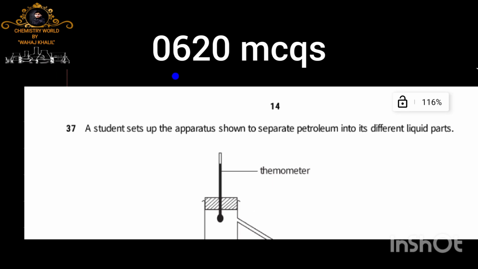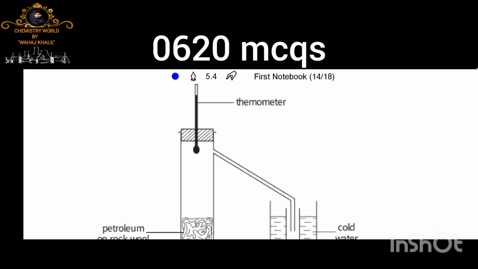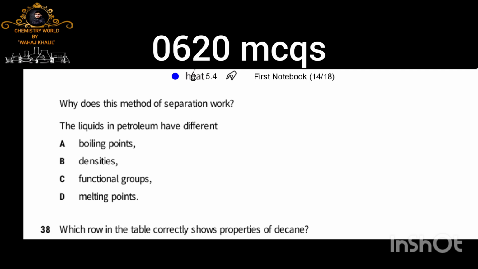Now MCQ number 37. A student sets up the apparatus shown to separate petroleum into its different liquid parts. How is petroleum separated? Why does this method of separation work? Because of densities, functional groups, melting points, or boiling points? Because of boiling points, because at different temperatures the petroleum parts boil. After different temperatures we condense them and separate them from the other parts.